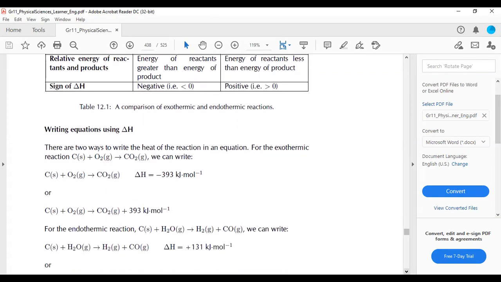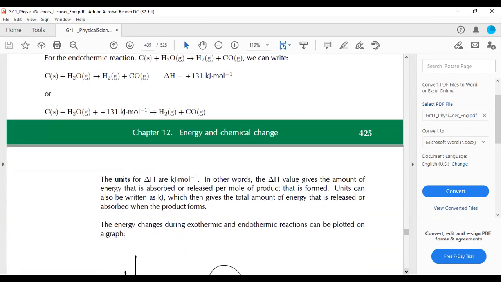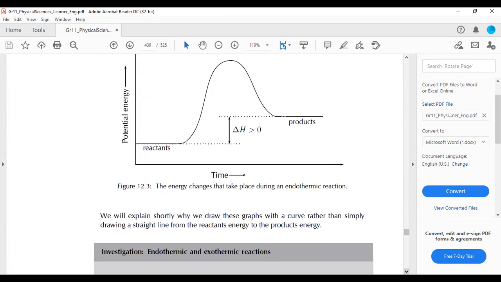I want us to go to some of our problems because I know they have good problems here in the Siyavula textbook.